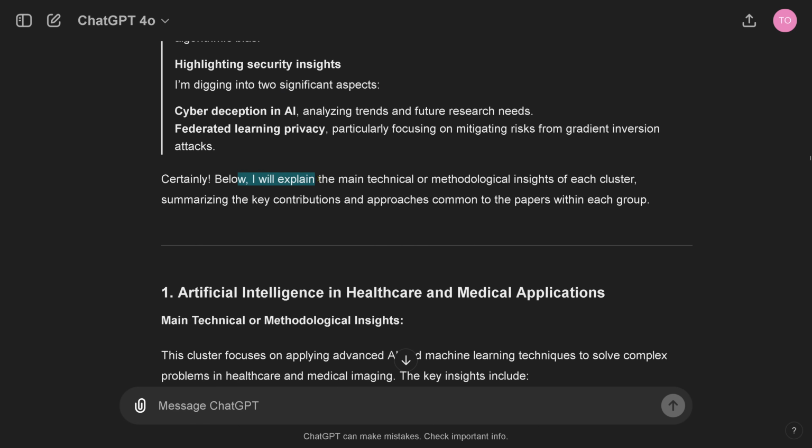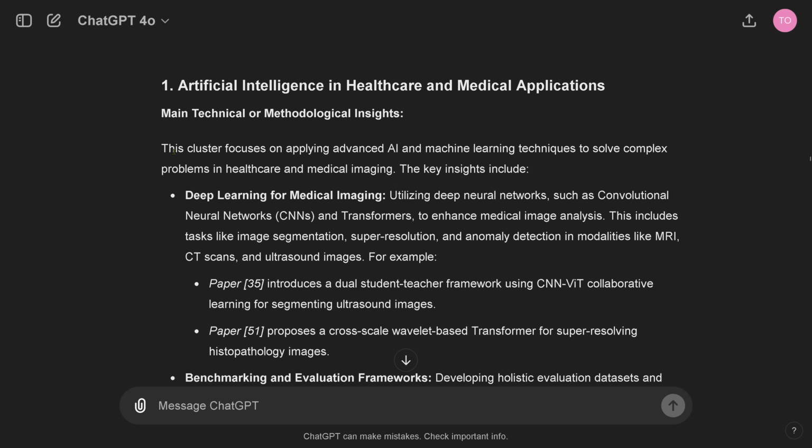Certainly, below I will explain the main technical methodological insights of each cluster, summarizing the key contribution and approaches common to the paper within each group. Now, this is real nice, especially have a look at the details. So again, we have our cluster 1, AI and healthcare medical application. And now it makes really a deep dive.